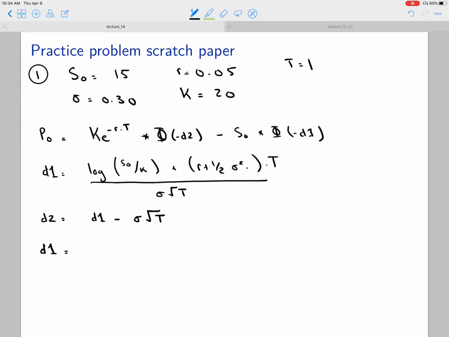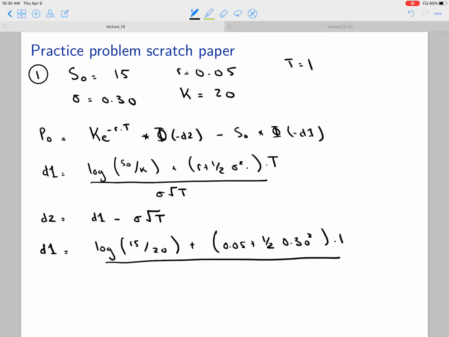D1 is given as follows: log stock price 15, strike 20, plus R 5%, plus 1/2 sigma squared, 30% squared, times T 1, over sigma root T, 30% times root 1. Okay. This is equal to what? Check my math on this, plug it into your Excel or your calculator, negative 0.642.